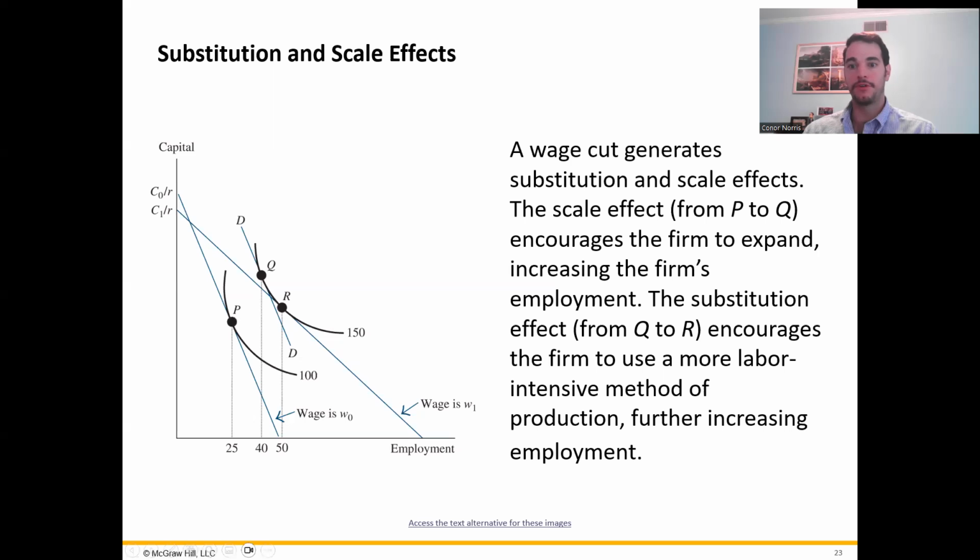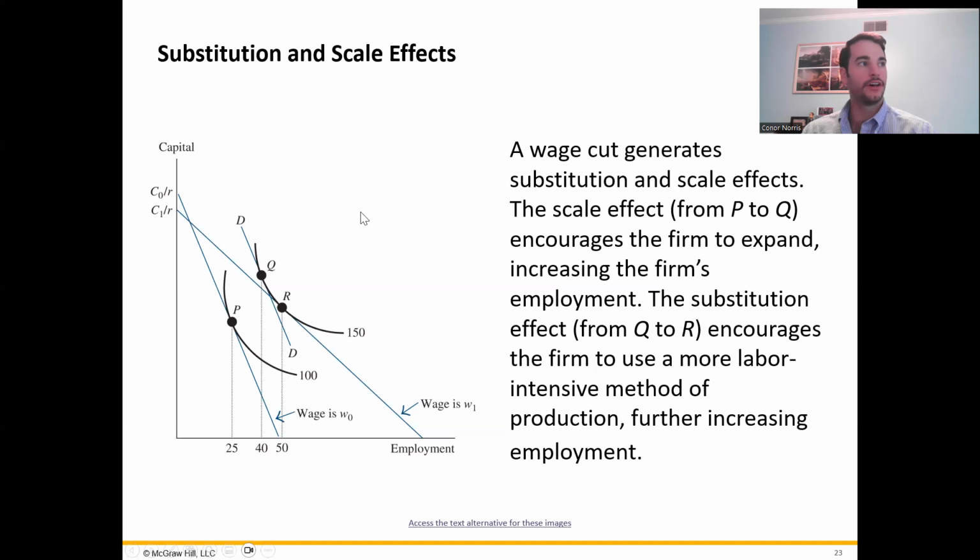So what happens when the firm reduces wages from W0 to W1? The substitution effect can be seen from the move from point P to point R. So going from here to here, now that the firm is paying a lower wage, it means the slope of the wage curve will be shallower. And the firm can move out to a farther isoquant curve, which in this case, this line right here, represents the output of 150 units. And that says the firm will hire 50 workers.